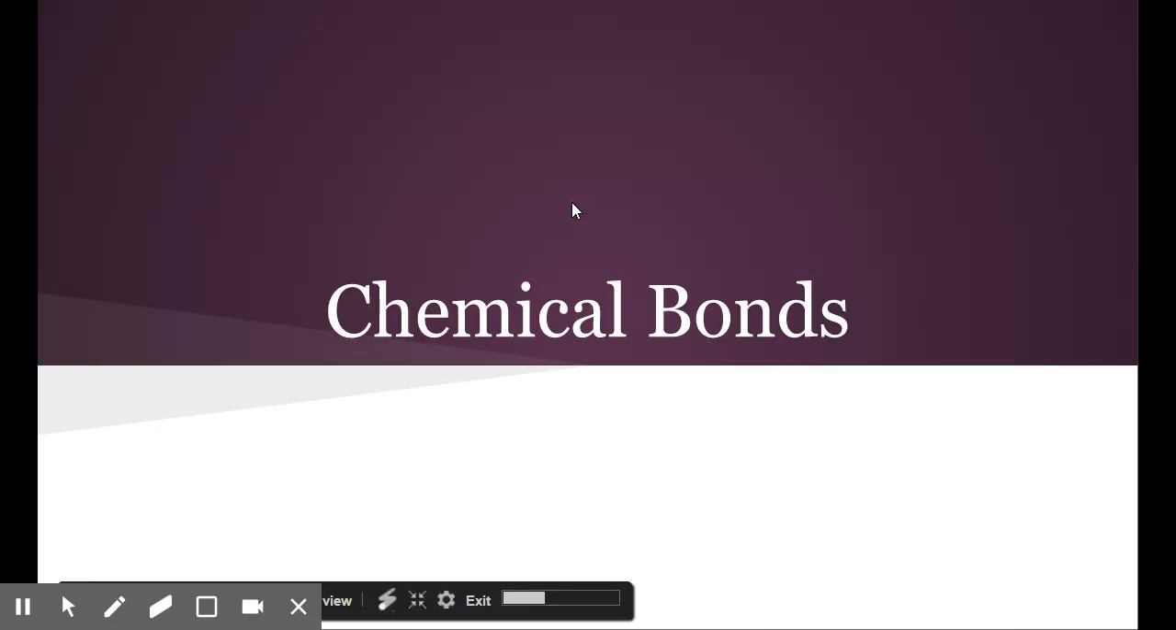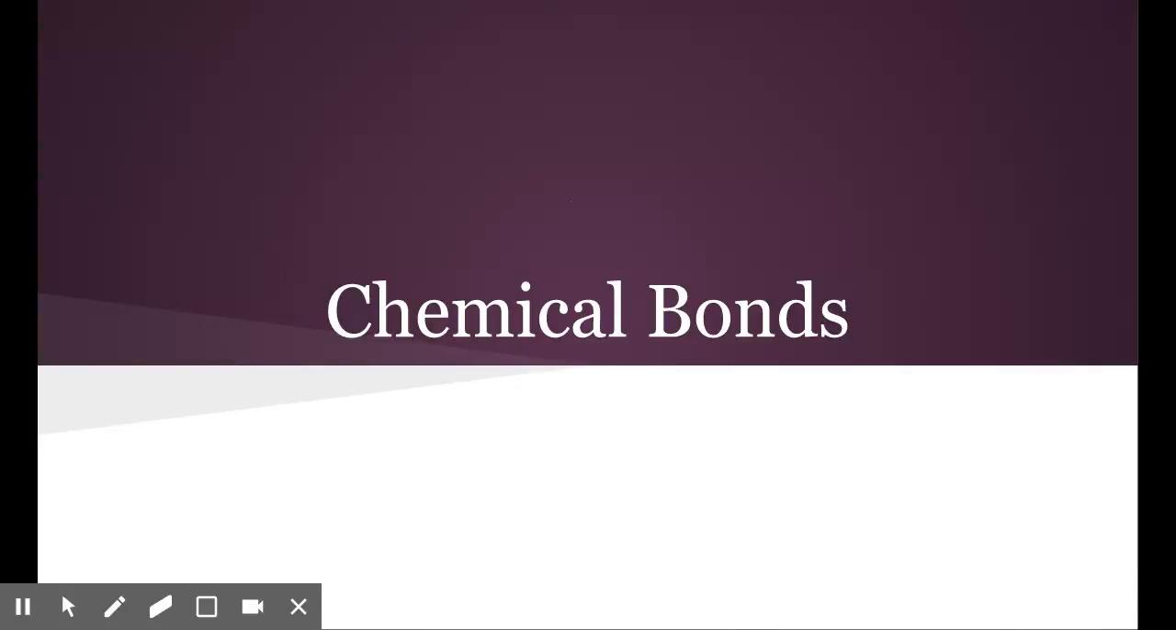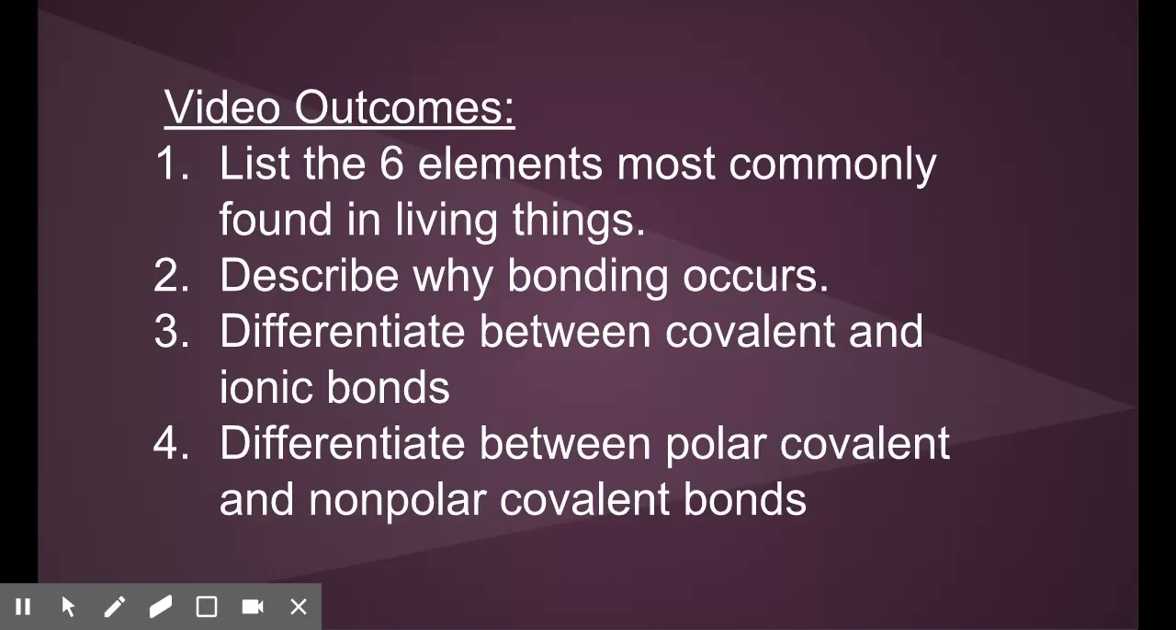So this presentation is going to be on bonding. You should pick up your notes on page 2 at the top. You should see a guy that looks like he's striped on that page. What we're going to be looking at is, first, the 6 elements most commonly found in living things, and then we're going to do a broad overview of bonding. Why does it occur? What are the different types?